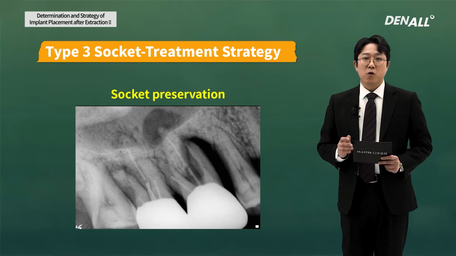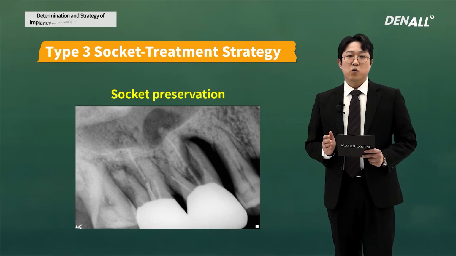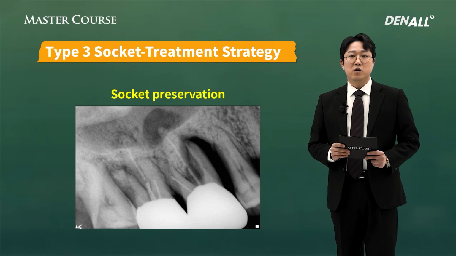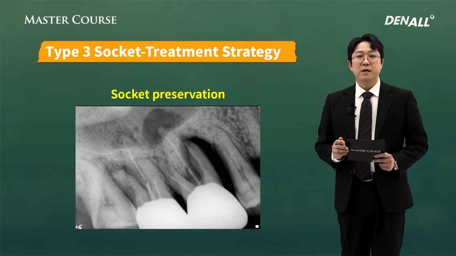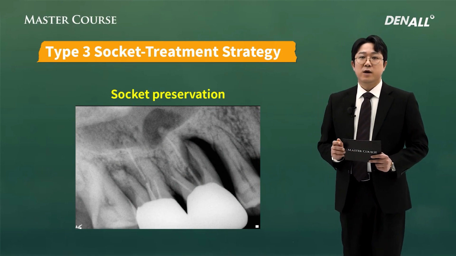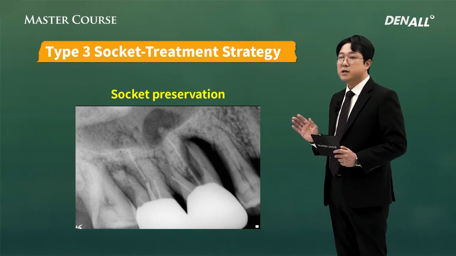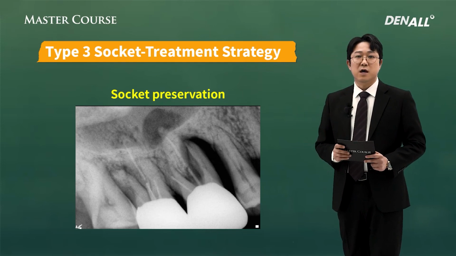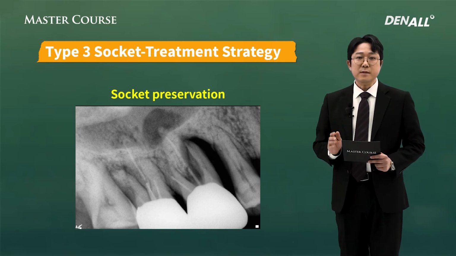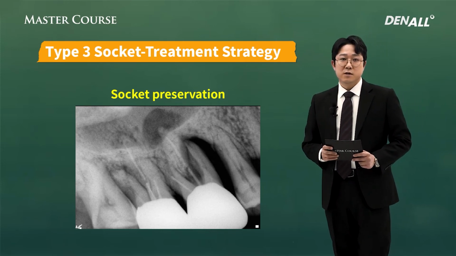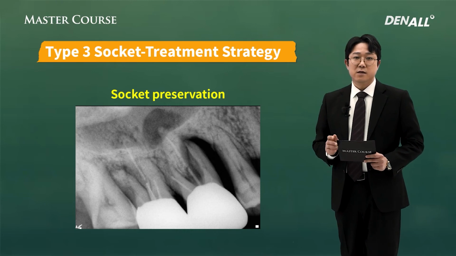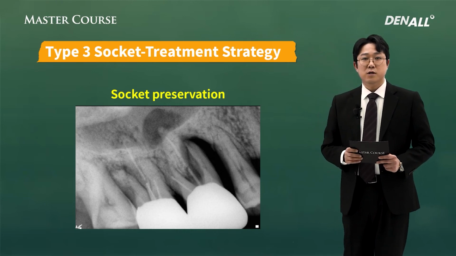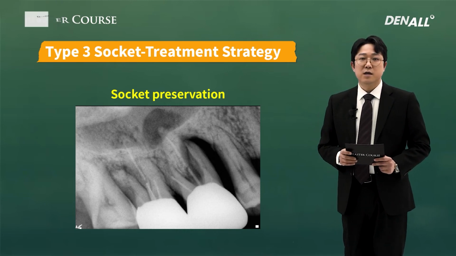In type 3, there's bone loss buccolingually, and there's also gingival resorption. In this case, depending on how you treat the extraction socket, it will have a very significant impact on implant treatment. Immediate implantation is not easy in this case, so I normally do socket preservation. Let's look at a case.